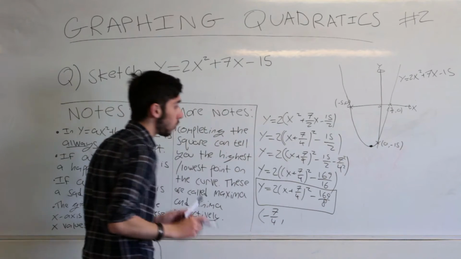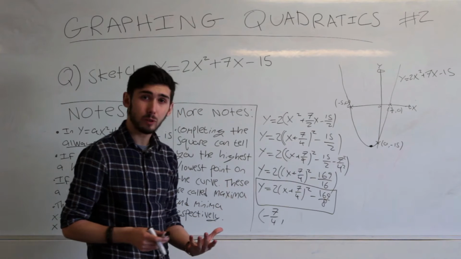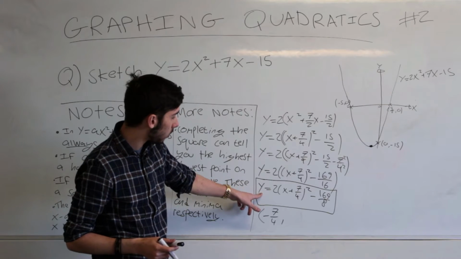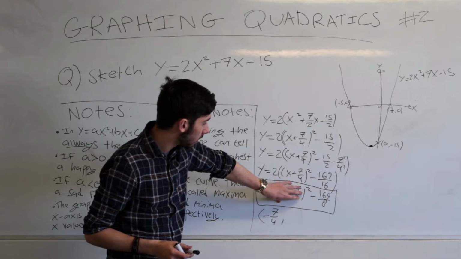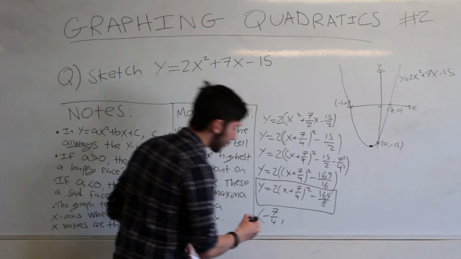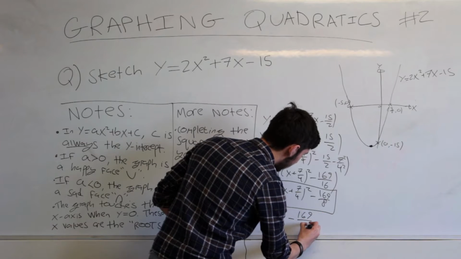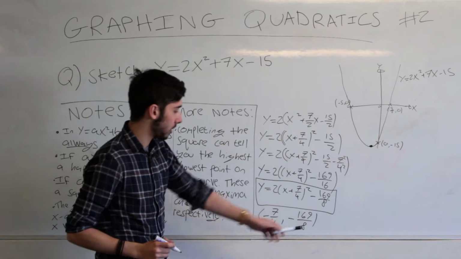The y coordinate is simply what you get left over with, because y equals 0 minus 169 over 8. What's 0 minus 169 over 8, guys? It's minus 169 over 8. So y equals minus 169 over 8.